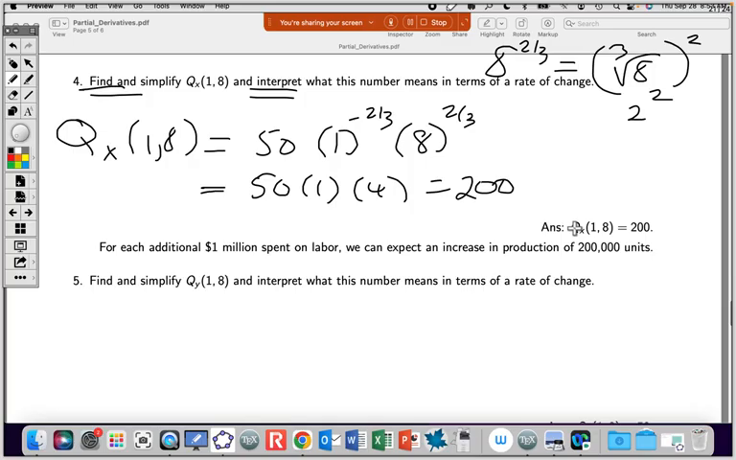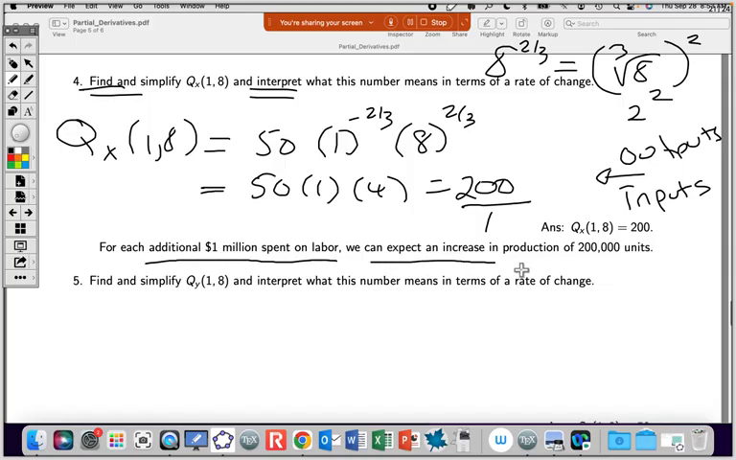Now to interpret this as a rate of change, it's just like interpreting a slope. We can write this as a fraction. Think of that as 200 over 1. The numerator is the output units. The denominator is the input. The output here is thousands of units. The inputs are millions of dollars invested in labor. So as a rate of change, for each additional $1 million spent on labor, we can expect an increase in production of 200,000. We can expect an increase because this is a positive number. So take a minute and let me know if that interpretation makes sense.